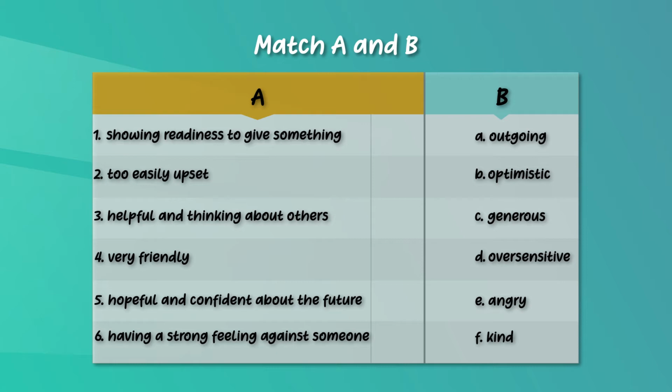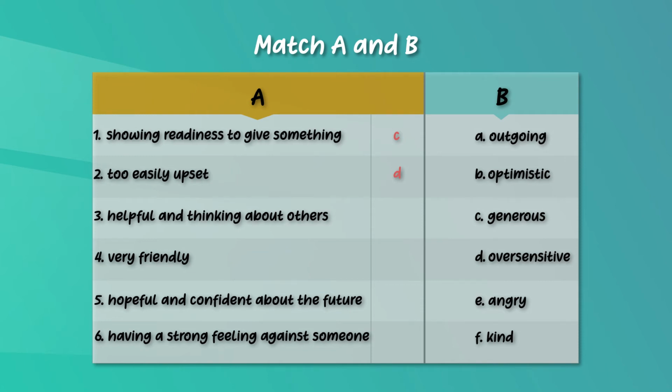In column A, the first one is showing readiness to give something. Showing readiness to give something. So what is the matching adjective? Yes, that is generous. So for the first one, you have to write letter C. Now the second one. Too easily upset. So what is the matching adjective? Yes, the adjective oversensitive. That is letter D. So for number 2 you have to write D.